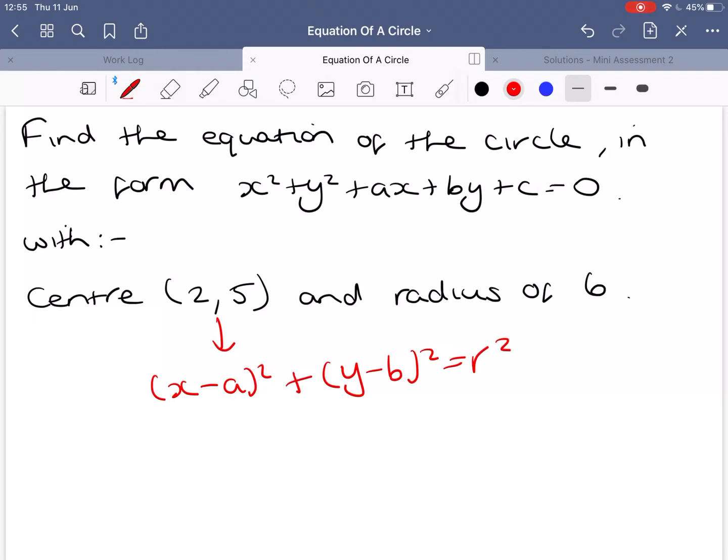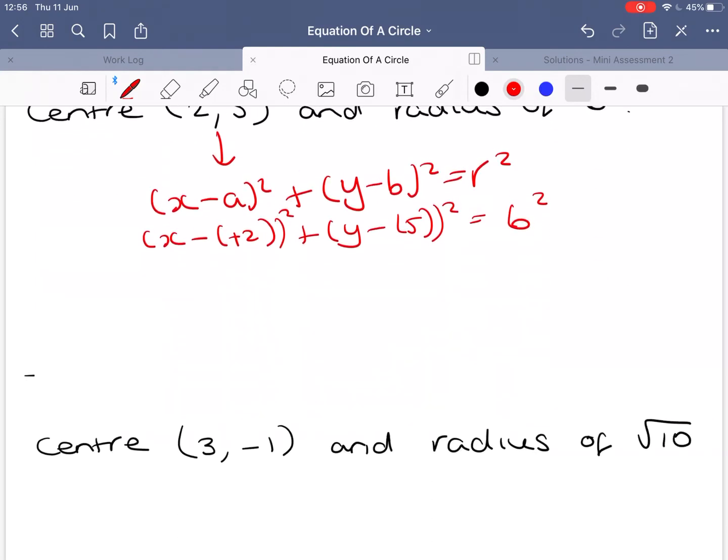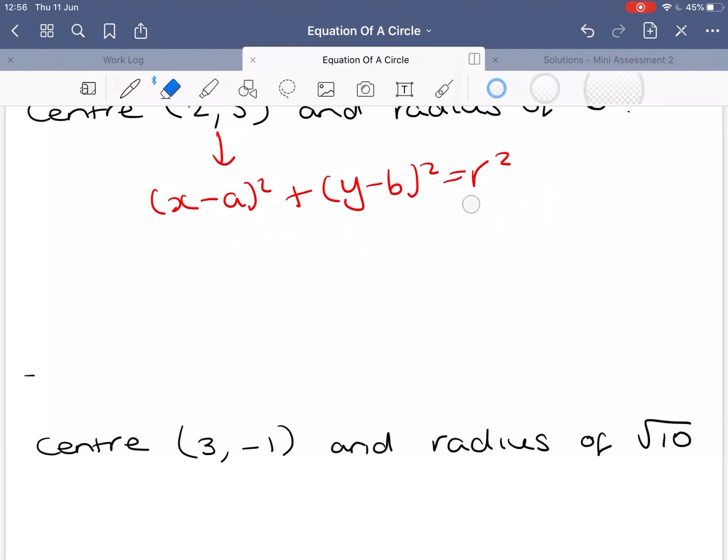Now, that would be x minus 2, because I know the centre is at 2, plus y minus 5, sorry, I forgot the squares, equals 6 squares. And what I've got to do here is I'm going to scrub that one out, because we would just write it like this. We would just go x minus 2 squared plus y minus 5 squared equals 6 squared. And then I've got to expand these brackets out.